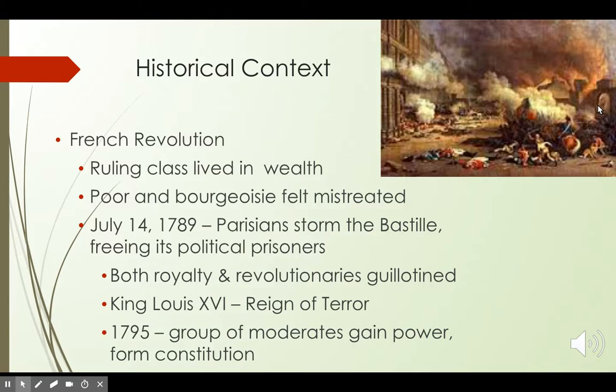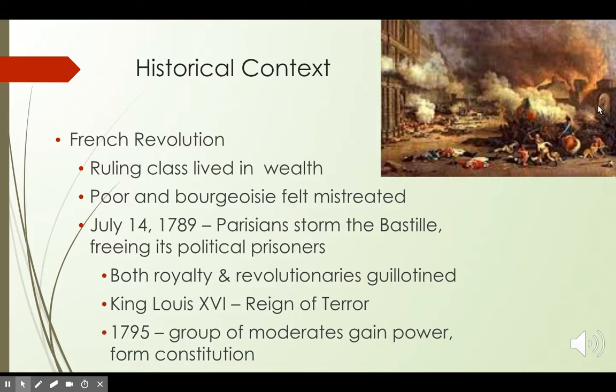As a result of these tensions, on July 14, 1789, Parisians, and by this I mean the poor and the bourgeoisie, stormed the Bastille, which was a jail. By doing so, they freed its political prisoners. These were people who spoke out against the monarchy. After this, both royalty and revolutionaries were guillotined. Wondering what guillotine means? The guillotine is a mechanism that cuts off your head with a sharp blade. This is what the French Revolution is often known for.